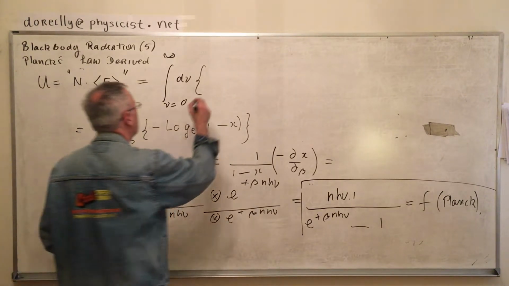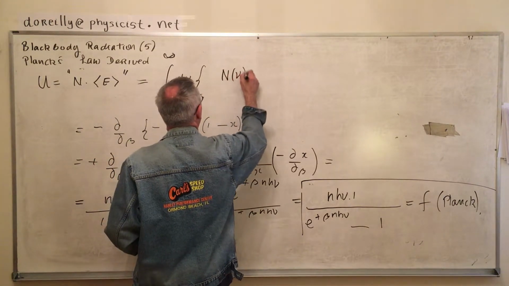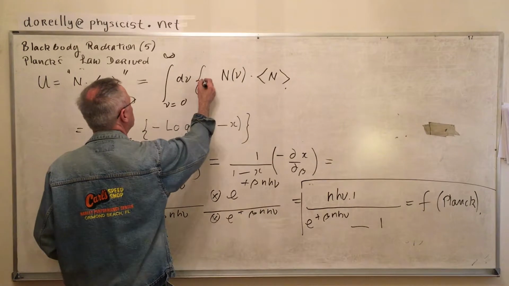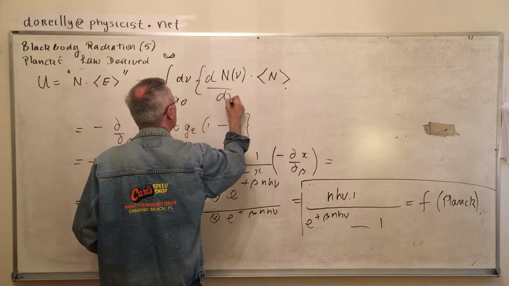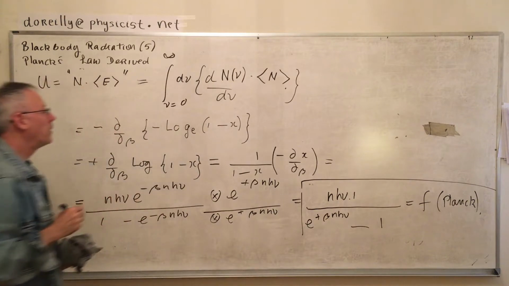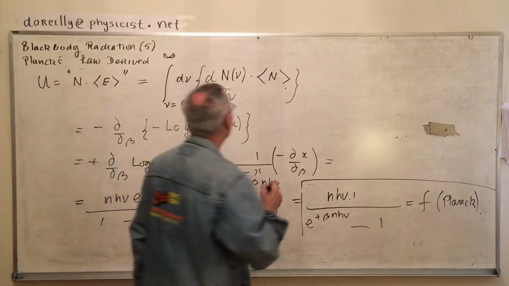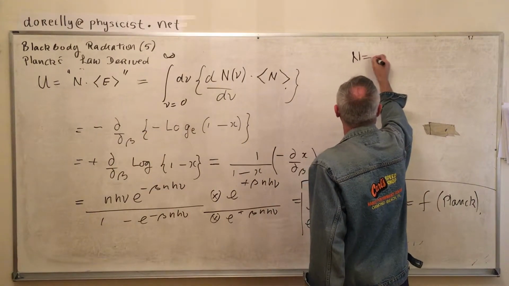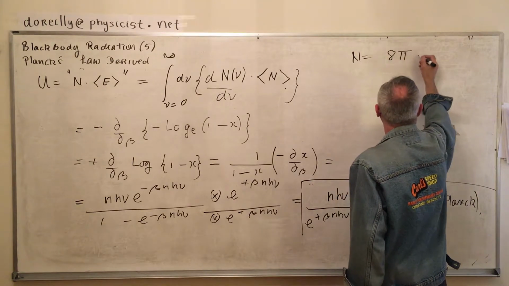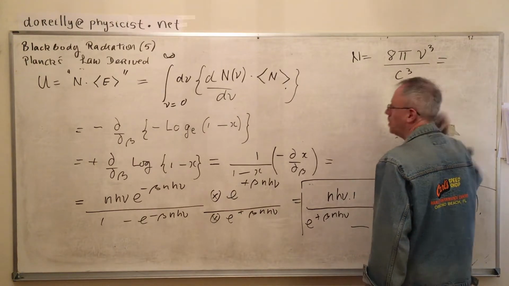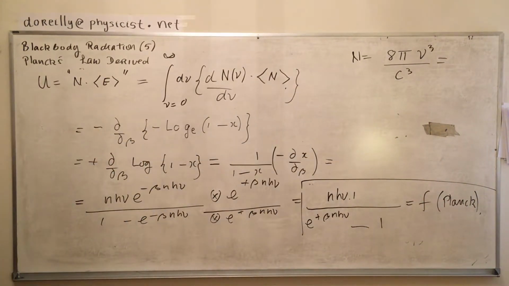Spectral dependence of N times the average energy. Not quite, because we need to go d by d nu of N. So now the d by d nu is what we've just found. It's this guy here. Now I forget, was it 8 pi nu cubed over c cubed I got for the average energy? Let me check. Nu squared.